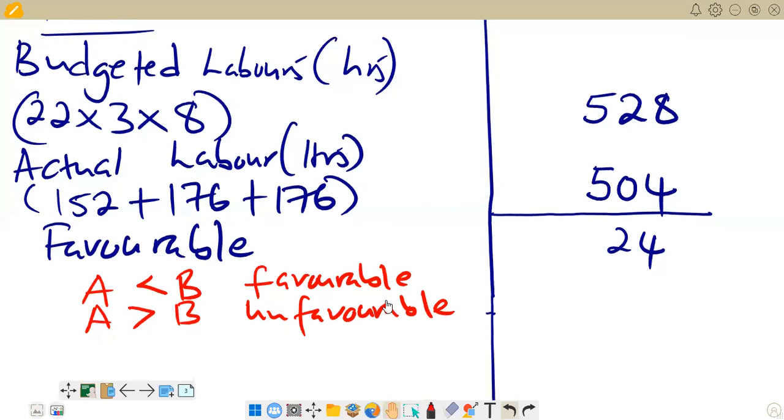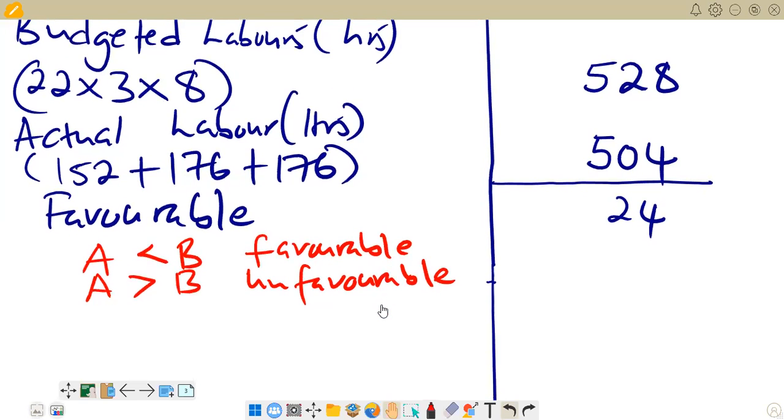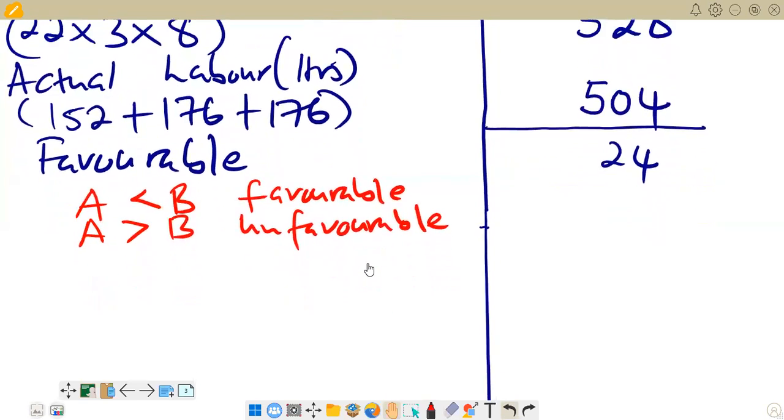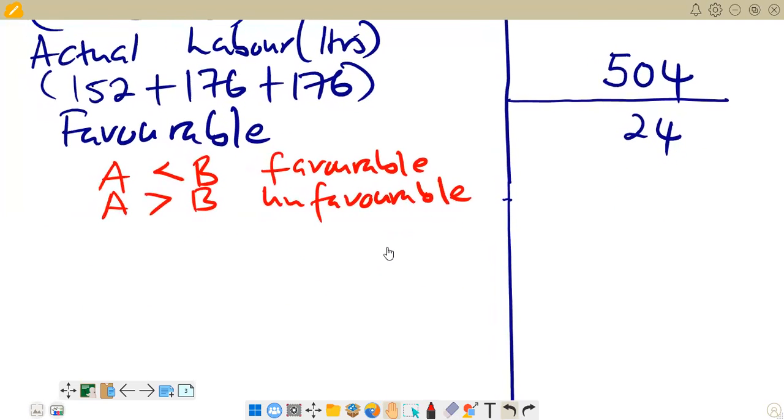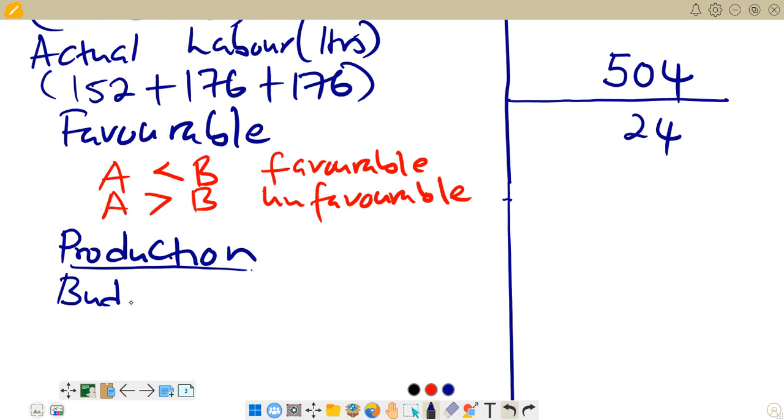Next, in terms of this production report, we go to production, whereby we compare the number of units that have been produced, the budgeted and the actual. Then we compare. So we have production now. The second part is production in this report. On production, we have the budgeted production. Let's start with the budgeted production.